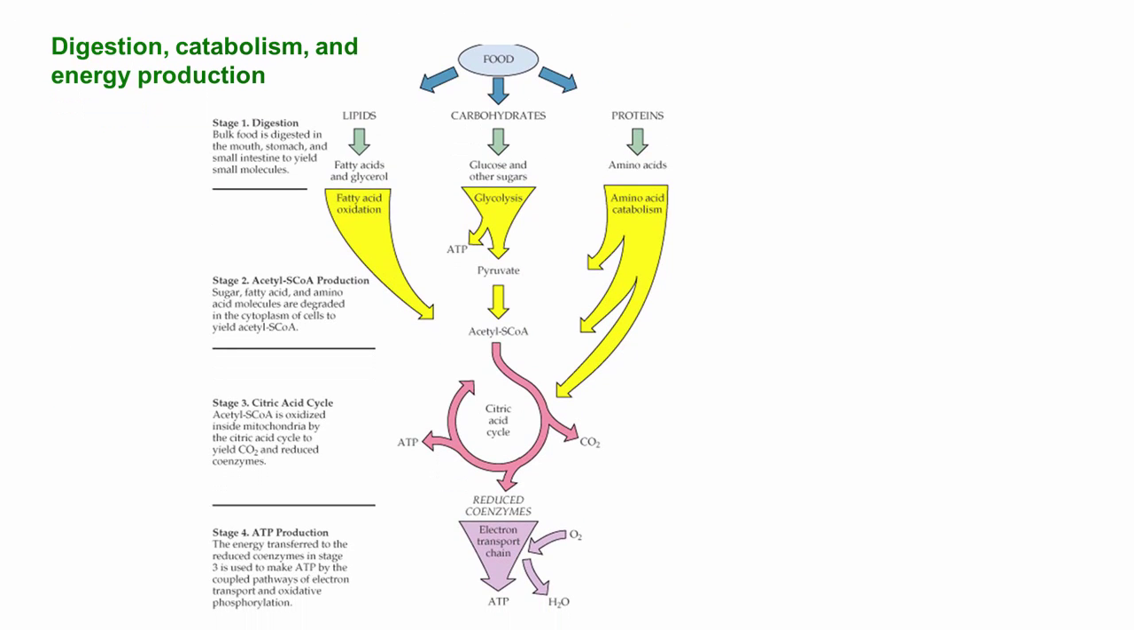So here are those 4 stages that I was talking about. Here we have digestion, catabolism, and energy production. This all starts off with food, and it's either going to be lipids, carbohydrates, or proteins. In stage 1, we have digestion of these lipids, proteins, and carbohydrates. Basically, enzymes in the saliva, stomach, and small intestine convert these large food molecules into smaller molecules. The smaller molecules are our fatty acids, glucose, and amino acids from the protein. These are transferred to the blood for transport to cells in the body.